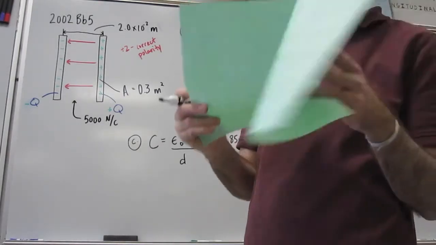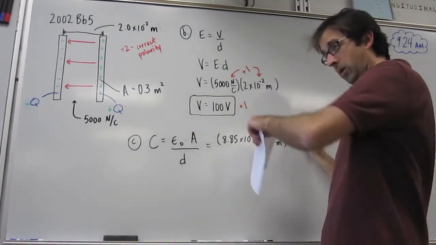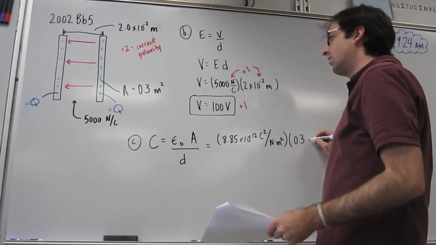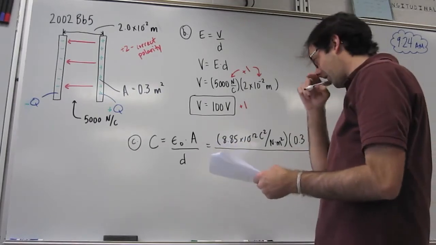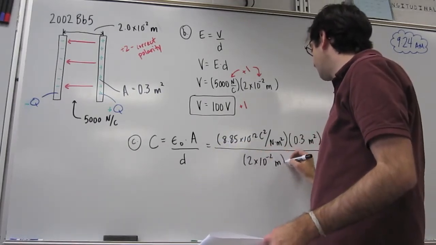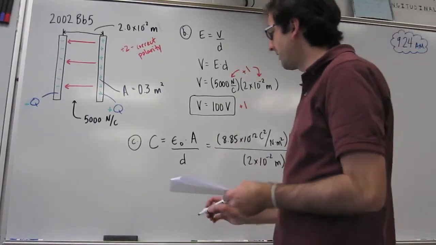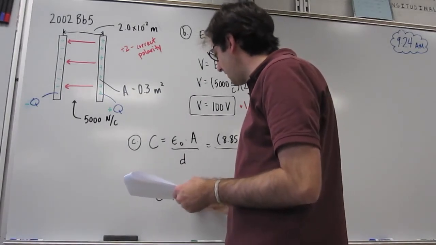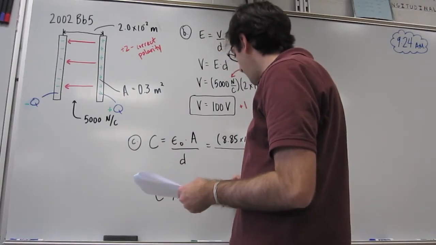Yeah, there's a mistake in this rubric. They left that out. Times the area, which is 0.3 meters squared, all divided by that separation distance, which was 2 times 10 to the negative second meters, which I guess would have been 2 centimeters. But capacitance, if you would have punched that in your calculator, you would have got 1.3 times 10 to the negative 10th farads.